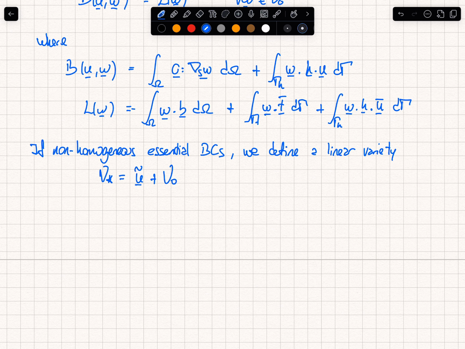Essentially, what this is saying, and it's not mathematically correct because here you are basically adding a space to a function, but you should read this as every single function in that space being added to another function, u tilde, that satisfies a priori our boundary condition, such that the restriction of this u tilde at gamma u is our prescribed Dirichlet boundary condition.